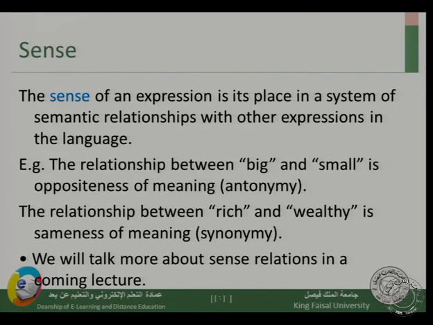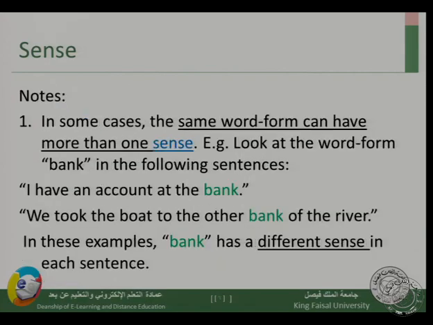The relationship between rich and wealthy is what we call sameness of meaning, or synonymy. So here we look at an expression and see where it falls in the system of relationships with other expressions. As I said, we will talk more about sense relations in a coming lecture in detail. We'll talk about antinomy, synonymy, and other sense relations in detail. Here we have some important points to talk about regarding sense.